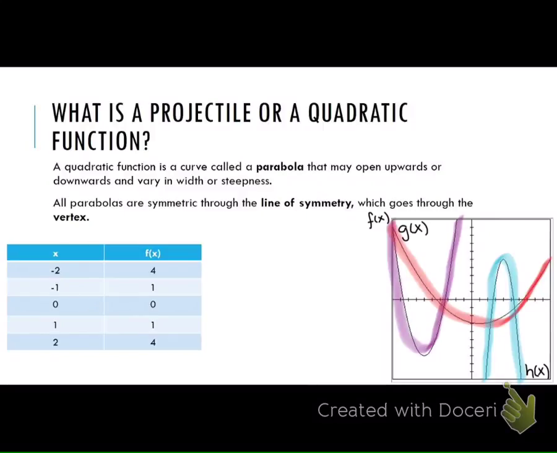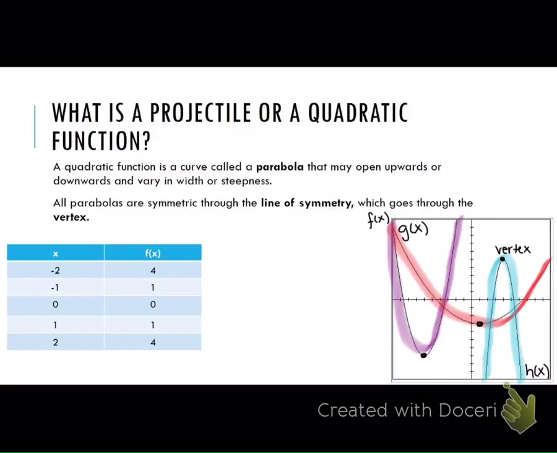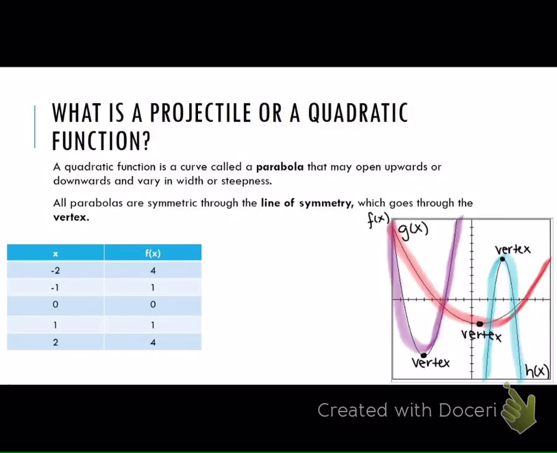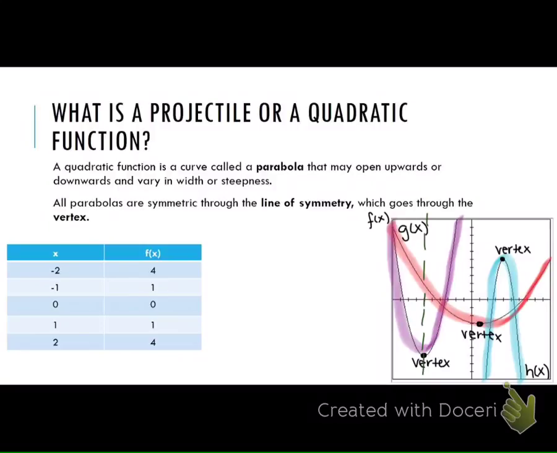It has something called a vertex on it. The lowest or highest point is called the vertex. So these little points here that I'm putting in, that is known as the vertex. Through the vertex is something called the line of symmetry, which is always a vertical line. Sorry, not a horizontal line. So it's an x equals equation, and that is known as your line of symmetry.